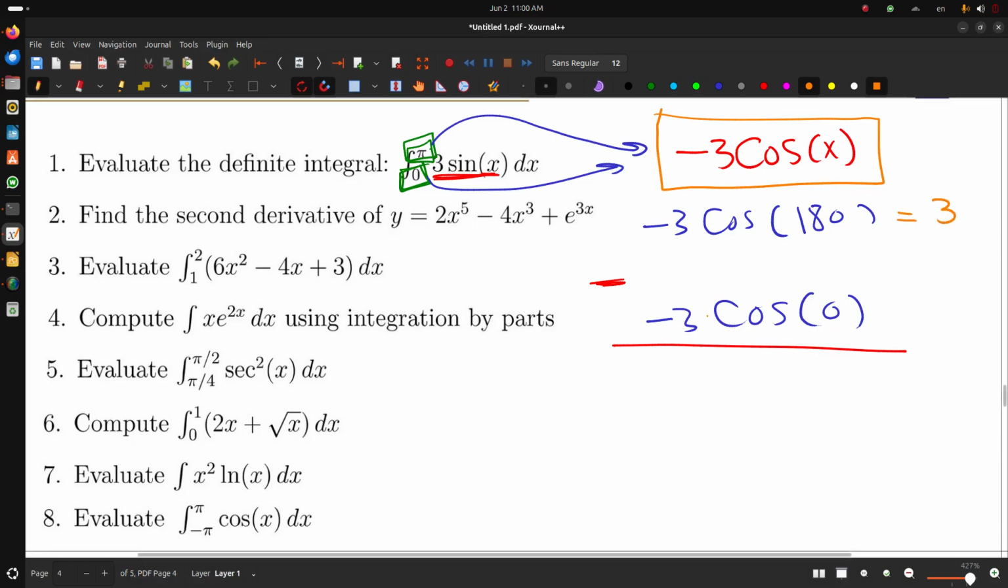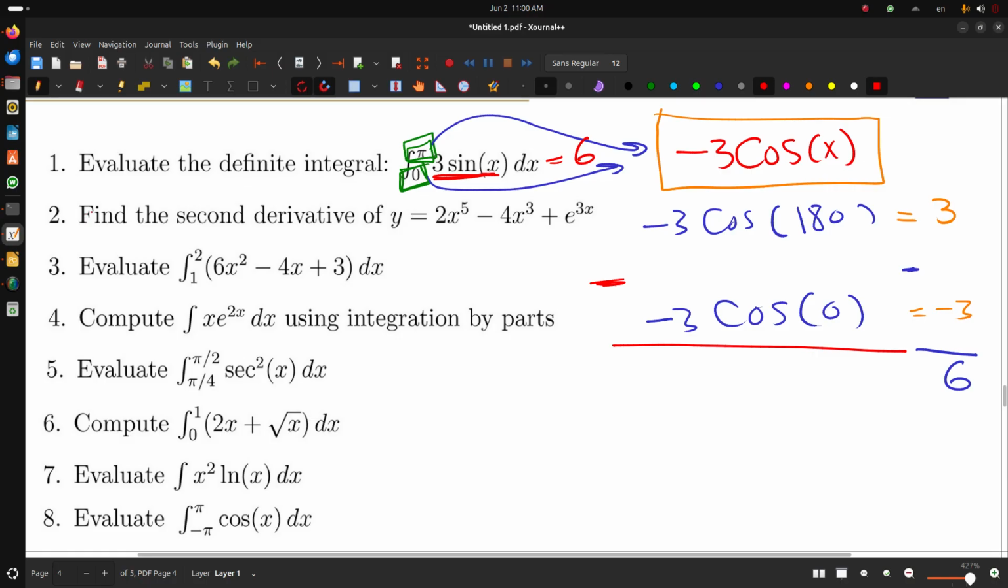And cosine 0 is 1, so 1 times negative 3 will be negative 3. So what you need to find right now is 3 minus negative 3, which equals 6. So the answer here is equal to 6. You have to show your steps, you have to show your workout, so you have to do all of this.